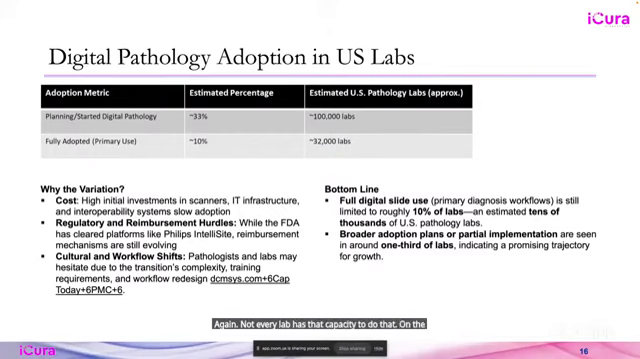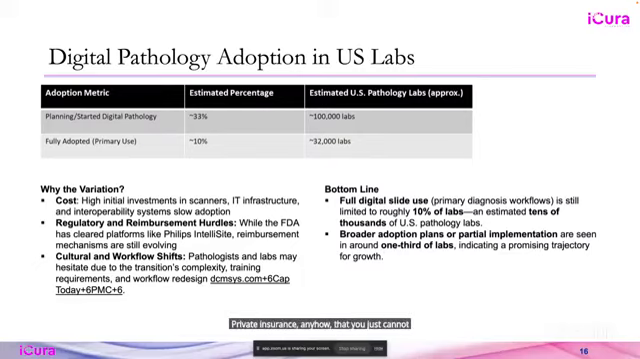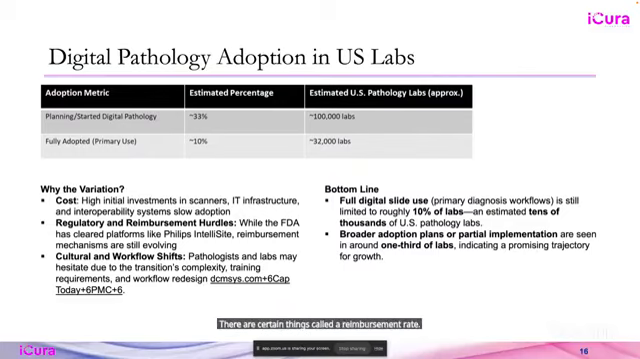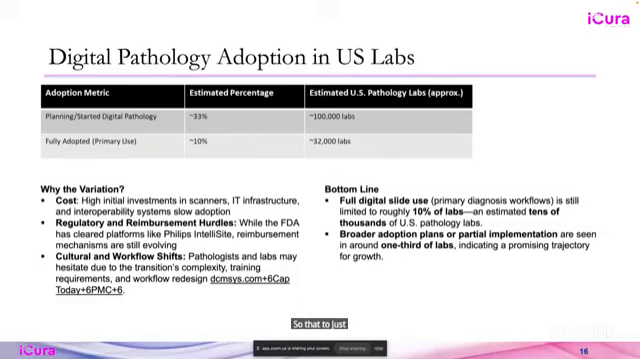On the other hand, reimbursement is a different thing. We all know that most people who go to the hospital should be covered either by their work insurance or by private insurance. Anyhow, you just cannot pay everything out of pocket. However, when the insurance company pays the hospital, physicians, or healthcare providers for services, there is something called a reimbursement rate, meaning you have to have a CPT code to justify charging the insurance. However, the CPT code part of digital pathology right now is still not a well-established system.